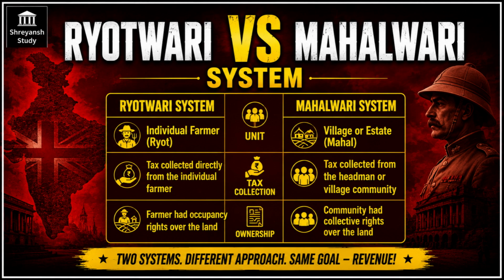Ultimately, whether the British targeted the individual peasant or the entire village, the goal remained exactly the same: to extract as much wealth as possible to maximize revenue for the British East India Company. Both systems left a legacy of heavy financial burden and devastation across rural India.